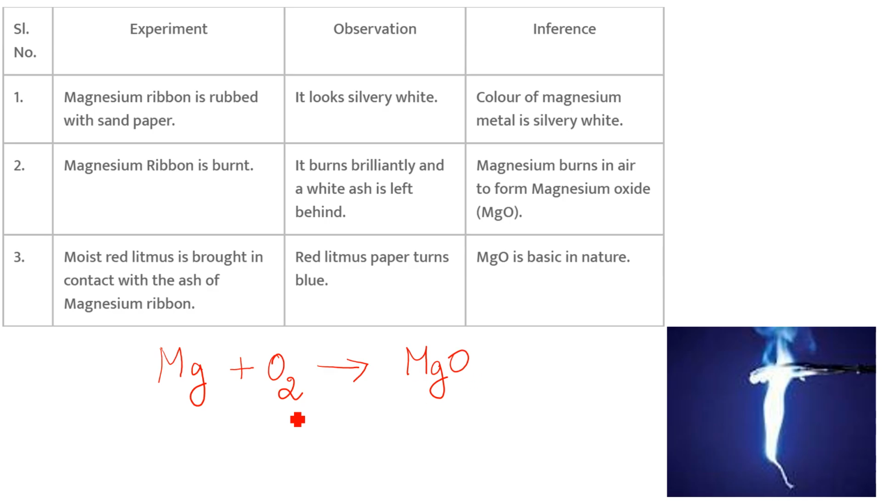Okay, now you have to give a balanced equation. You have 2 oxygen here, so I'm going to put 2 here. Now magnesium becomes 2, so put 2 Mg. Now this magnesium oxide is a white powder. Magnesium ribbon is a solid. So here solid becomes a powder. There is a change of state.